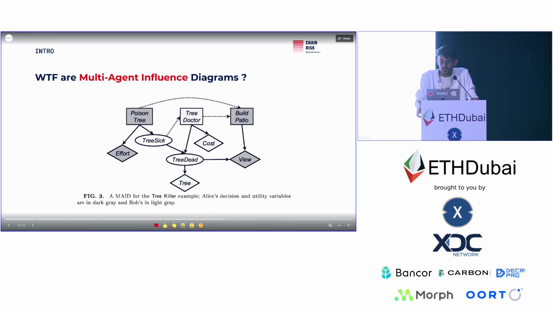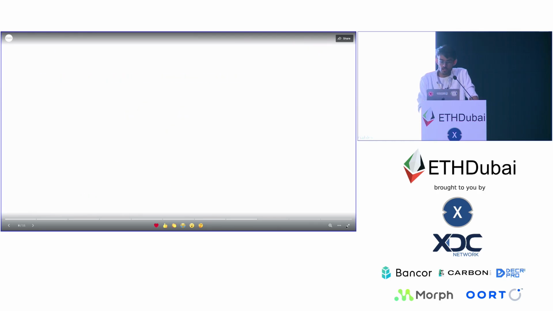You want to minimize your effort. And finally, you want to build the view. So the view also comes in as one of the utility variables. You want to maximize the view, right? And finally, what are the chance variables in this? The biggest chance variable is, of course, the tree getting sick, and finally the tree dying. So what's the probability of that? That's basically shown in ovals.